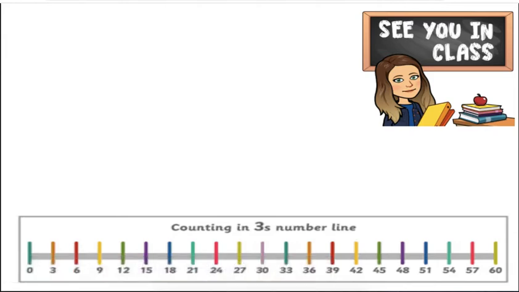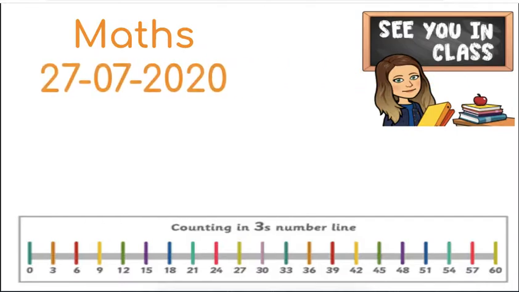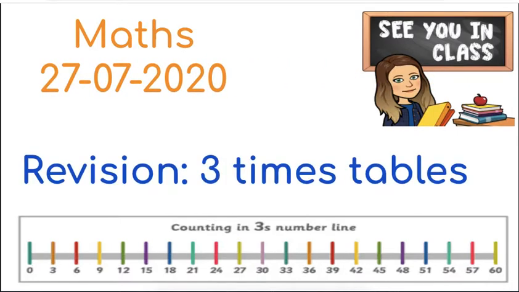We have finished all of our work for term 2 already, so this week we're just going to be doing revision of the things that we've already done. Today's date is 27-07-2020, and we are going to be doing the 3 times table.